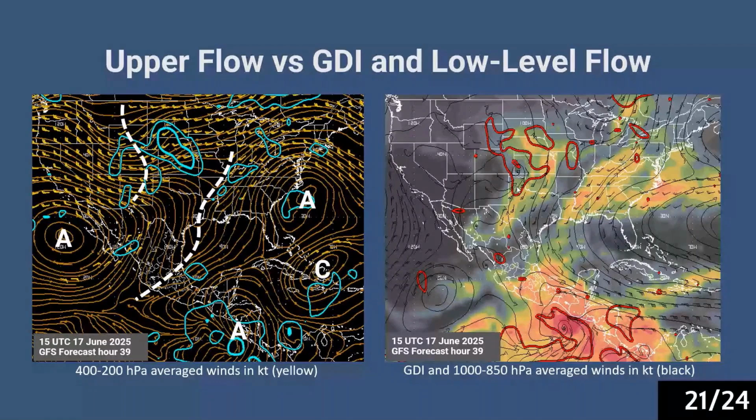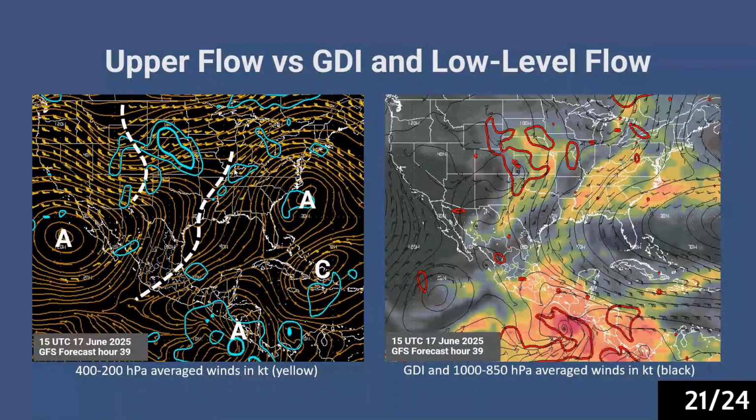In this case, it's low-level moisture flux convergence in red, and also we have plotted upper divergence in light blue. You can see that the dynamic forcing for the central plains of the United States is important. Therefore, the atmosphere has more potential to be able to use the GDI here than if you were in Texas.